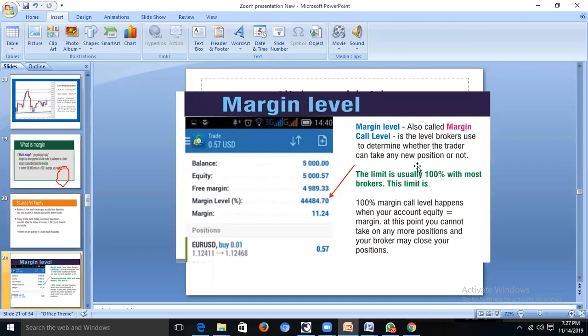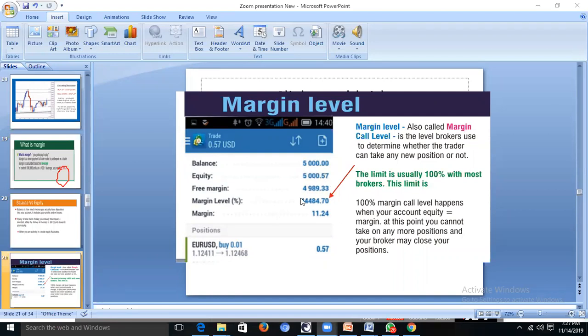Now, this is where they say I've blown my account, because most people don't read this thing. If you look at this one, we have balance. This is the amount you deposited earlier, $5,000. Equity is the amount you're making, because now you are in profit by 57 cents. Your equity has increased.